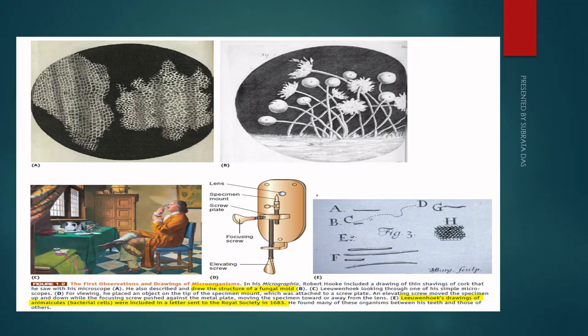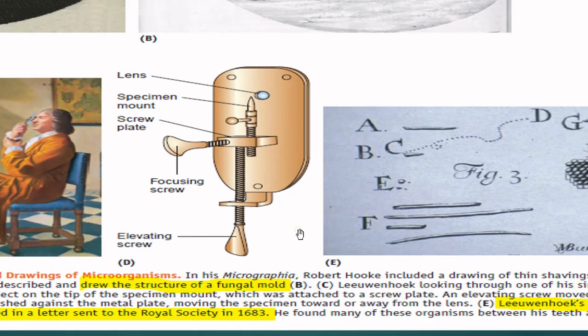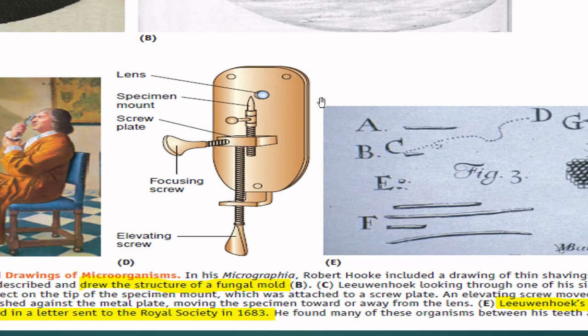So at first the cell, the dead cell, was seen by Robert Hooke, and then a microscope was discovered by Anton van Leeuwenhoek, and this is the microscope. It is a simple microscope. Here the lens is present, here the specimen is placed, and this is the screw. By adjusting this screw he can see the microorganisms.